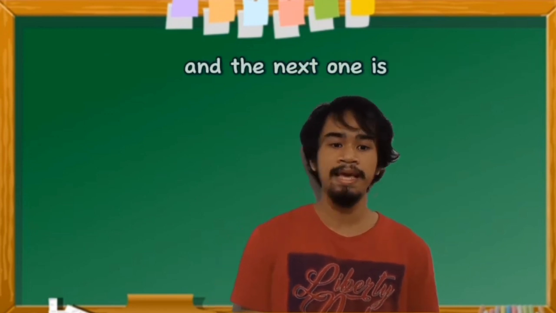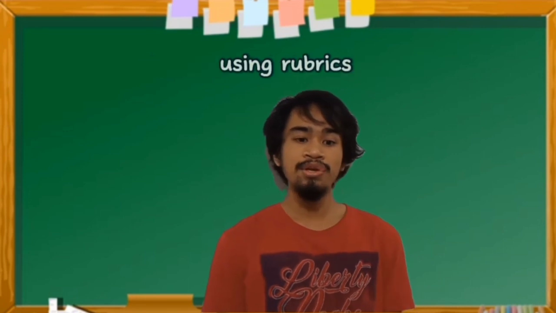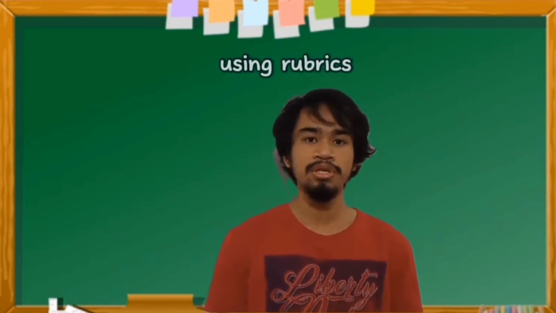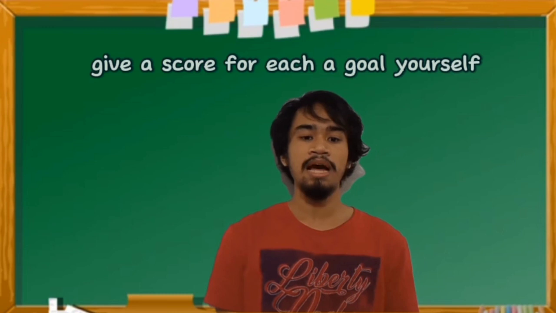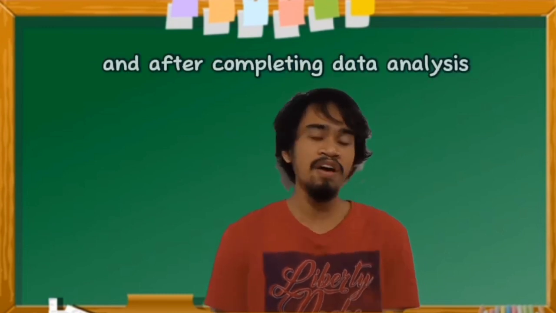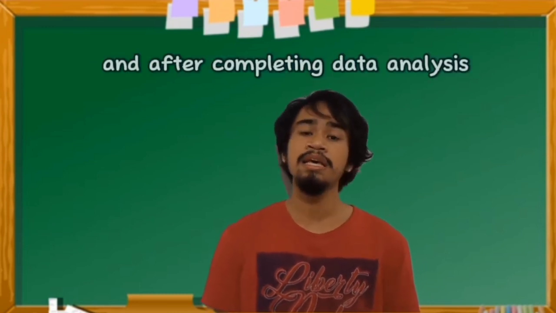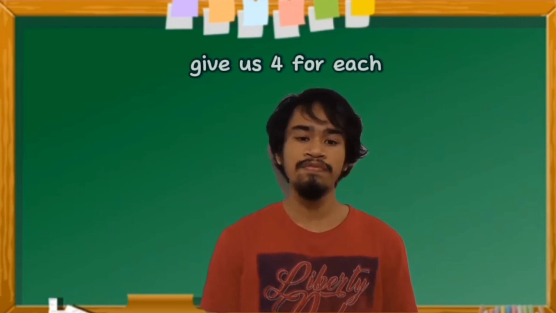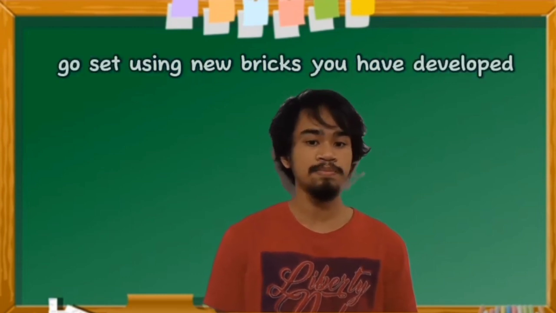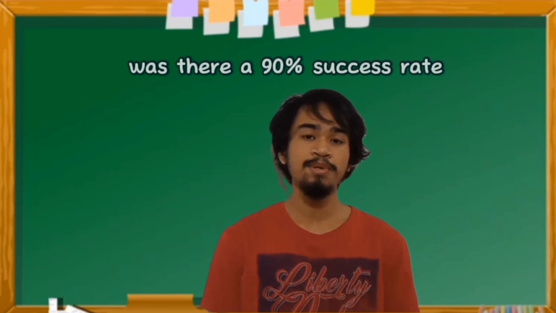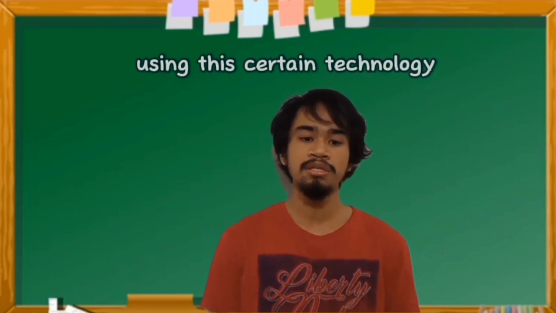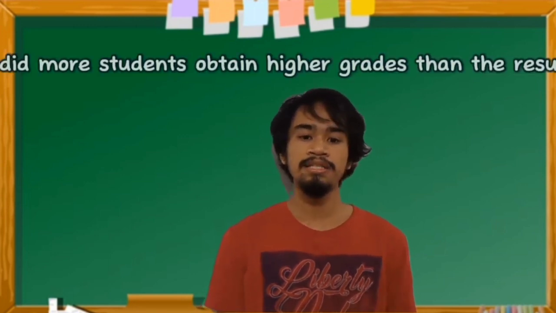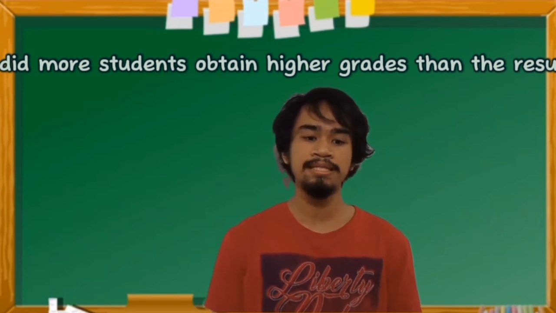And the next and the last one is using rubrics. Yes, of course, using rubrics. Give a score for each goal you set. After completing data analysis, give a score for each goal set using the rubrics you have developed. Was there a 90% success rate using this certain technology in achieving this goal? Did more students obtain higher grades than before?